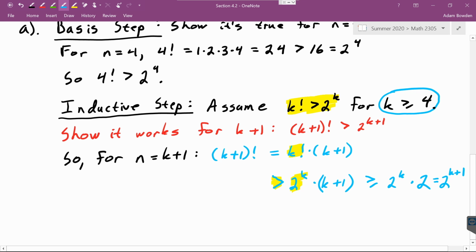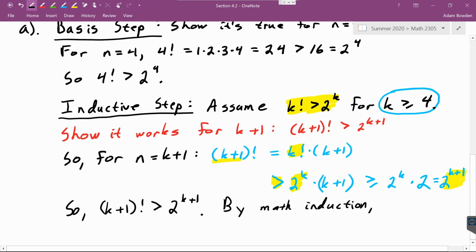So what we started out with was k plus 1 factorial. We now have that it's greater than 2 to the k plus 1. So we can say then that k plus 1 factorial is greater than 2 to the k plus 1. And by mathematical induction, we can then say that n factorial is greater than 2 to the n for all n greater than or equal to 4.